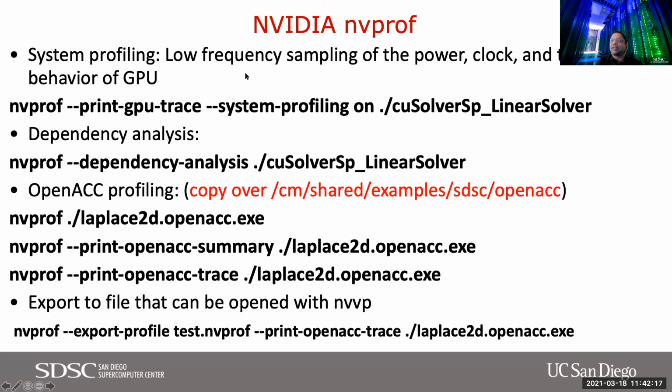So it's good to get that kind of information to see if your run was slow because your code has a problem or if there's something else going on at the system level. You can run that with the system profiling on option, and I have a snapshot later. And then for OpenACC, there are options. You can run it directly without any options, and it'll give you some level of info. You can also get an OpenACC trace. The last thing I want to talk about with NVProf is that you can actually export the profile and then open it in a different tool, like NVVP, for example. And I have some snapshots of that.